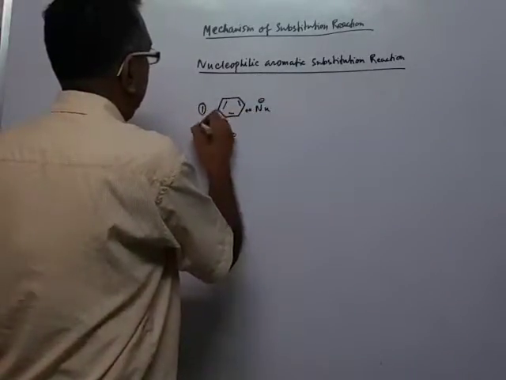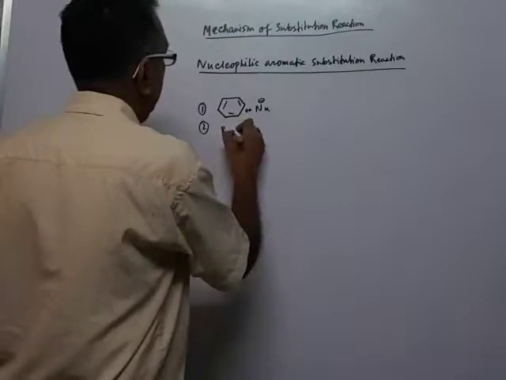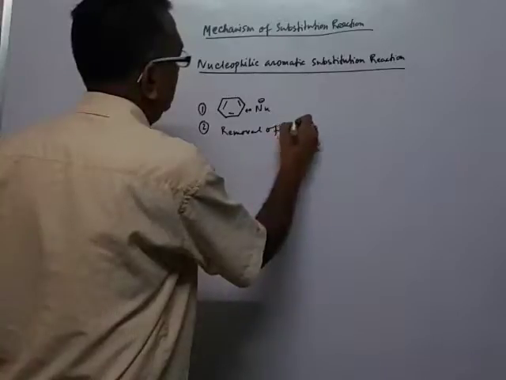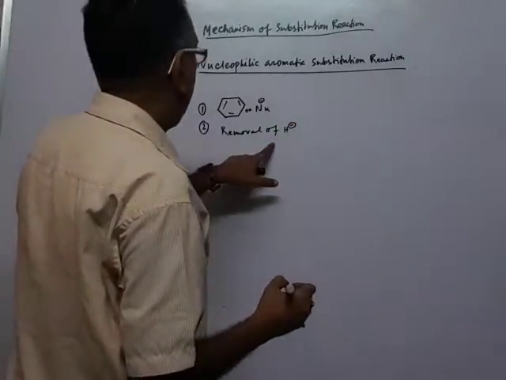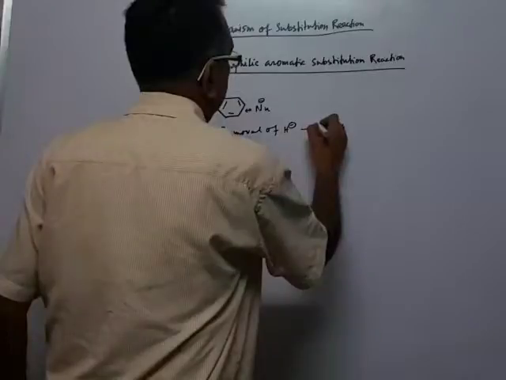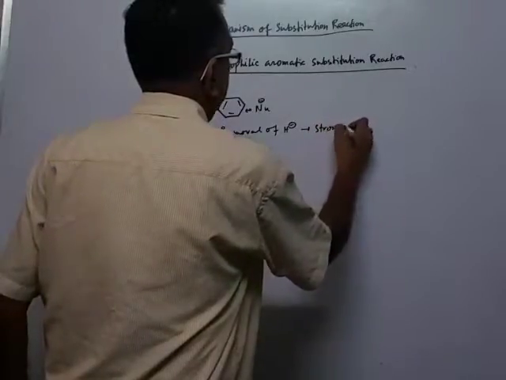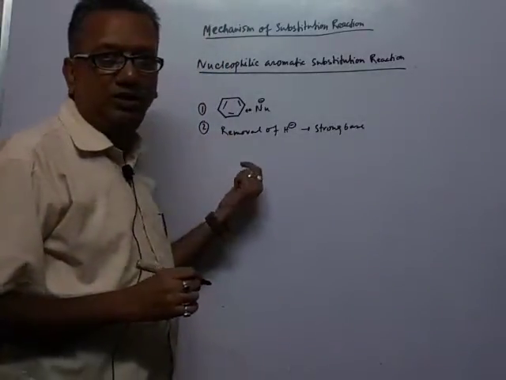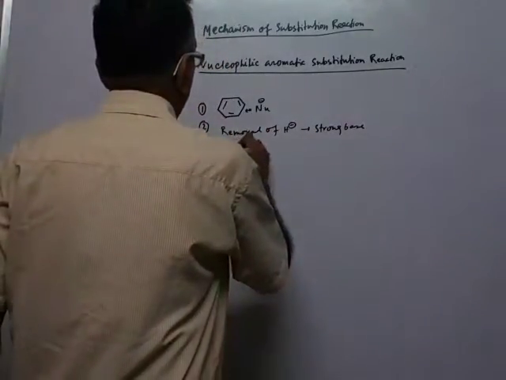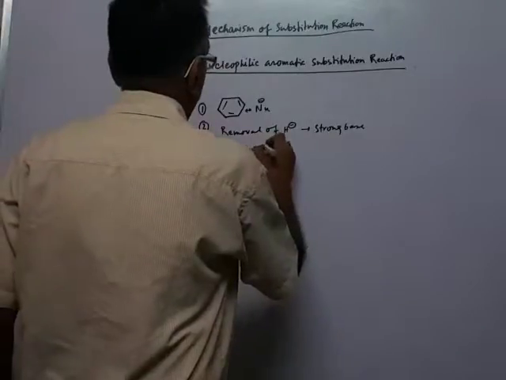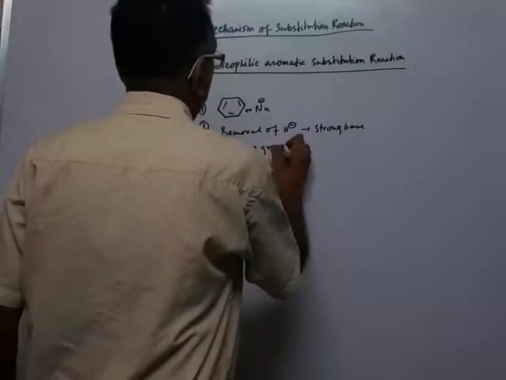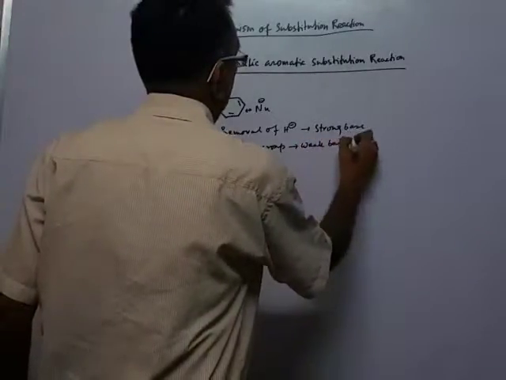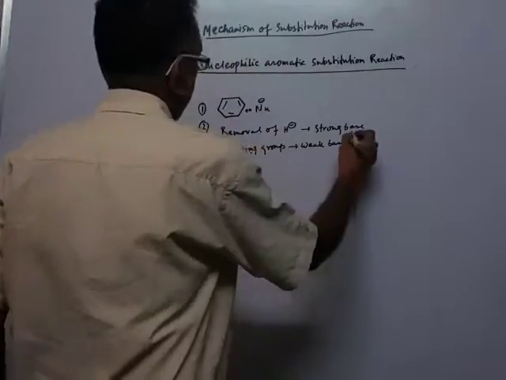And number 2 point is that the removal of this H minus is also not favorable because it is a strong base. The leaving group should be a weak base for a substitution reaction.